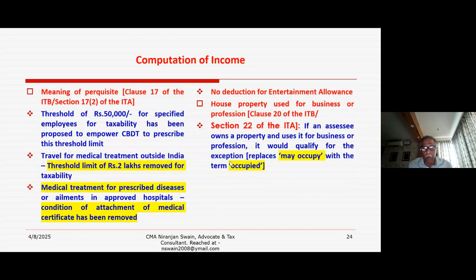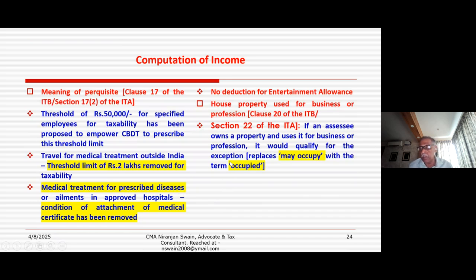Then coming to the computation of income, first we will take up salary. I already clarified that major changes have not taken place, only very cosmetic changes. Wherever they found redundant provisions, they also took them into consideration. First, the threshold limit of 50,000 for a specified employee.